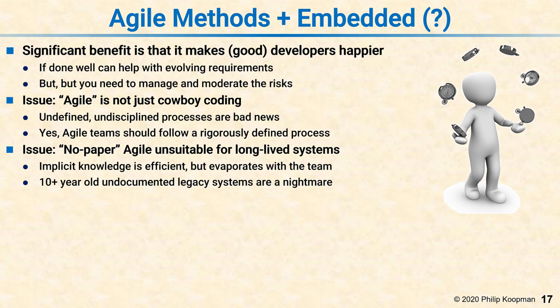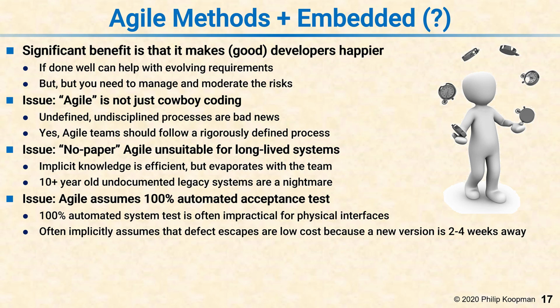If you have a system that's 10 years old and was developed without any paperwork and you have to make changes or evolve it or build on it, it's an absolute nightmare. The no paper approach may help in the short term, but for a long-lived embedded system, there can be significant downstream costs. So be mindful of that when you decide how much paper to do. There's an issue that Agile more or less implicitly assumes 100% automated acceptance test, or at least a test that can be run in a couple days. Think about it.